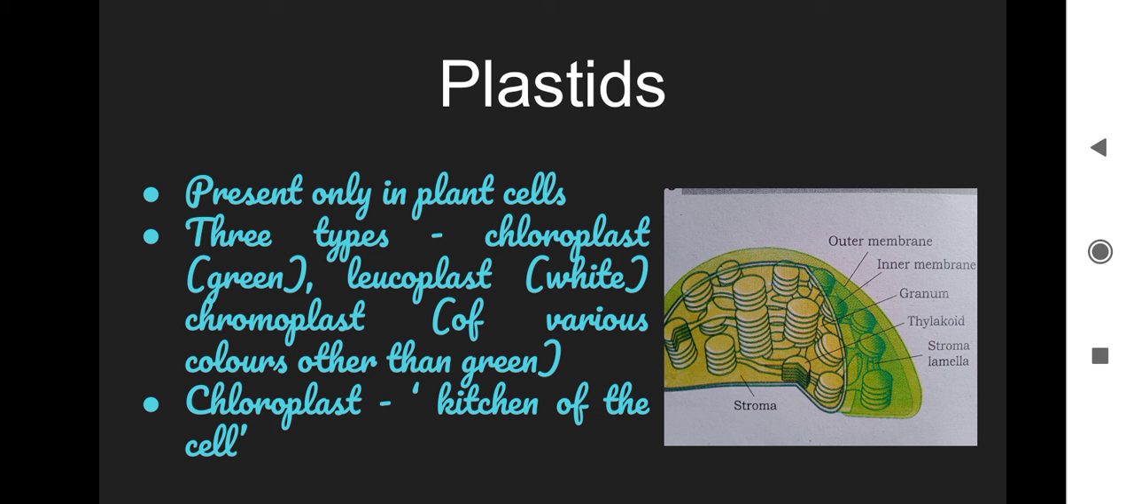Plastids. Plastids are present only in plant cells. These are of three types: chloroplast, green; leucoplast, white; and chromoplast, of various colors other than green. These are of three types according to their colors. Chloroplast is also known as the kitchen of the cell because chlorophyll is present in chloroplast, where photosynthesis happens.